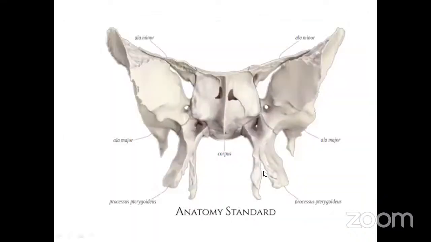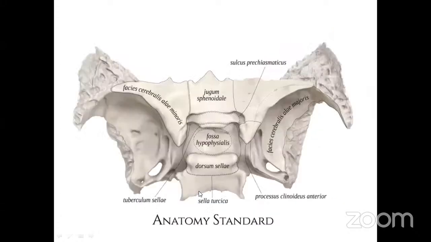So this is a simplified schematic view of the sphenoid bone. As we can see, we have a central body, also known as the corpus. We have a lesser wing, also known as ala minor. Ala means wing, minor means small. We have a greater wing of the sphenoid bone, also known as ala major. Again, ala means wing, major means big. And we have two pterygoid processes, a lateral pterygoid process and a medial pterygoid process.